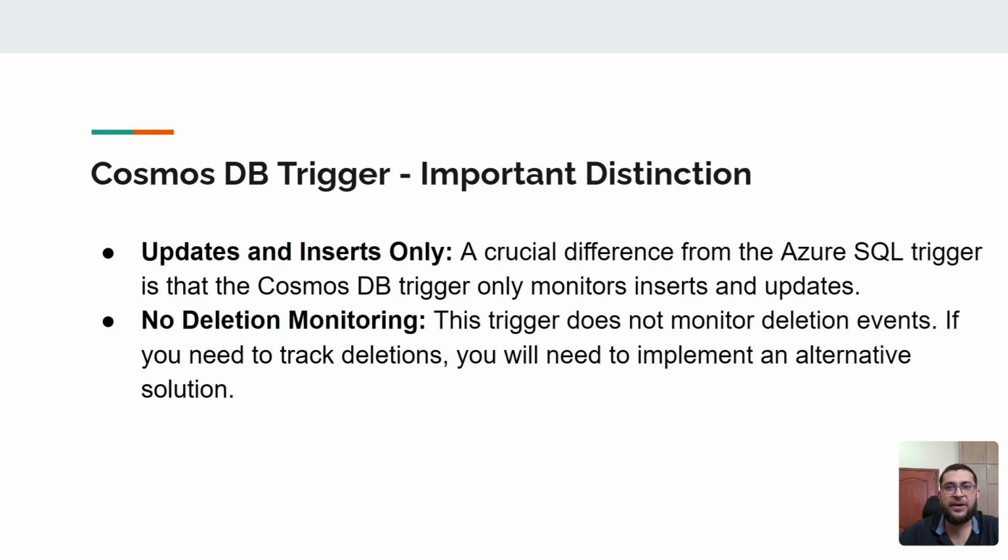And there is one important distinction, a critical difference from the SQL trigger: the Cosmos DB trigger only monitors insert and update, not other cases like delete. No deletion case. This trigger does not monitor deletion events. If you need to track deletion, you will need to implement an alternative solution. So this is one of the important distinctions between the SQL trigger and the Cosmos trigger.